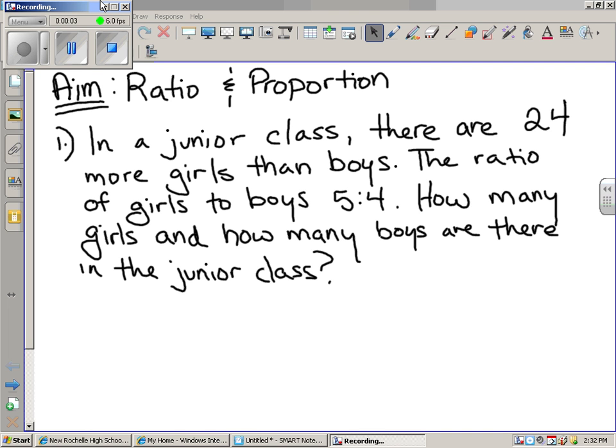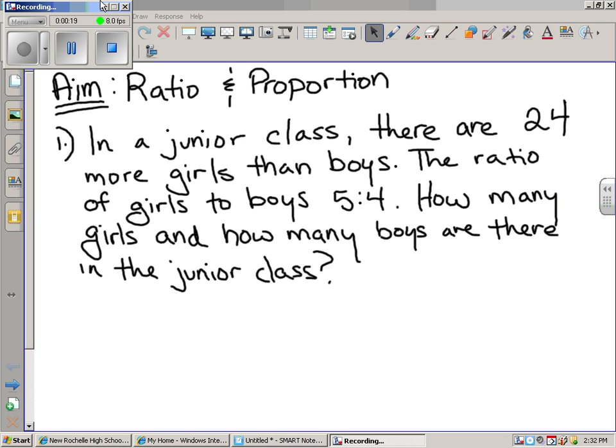Okay, so our topic of discussion for today is ratio and proportion. And our first question is a word problem. And we're going to see a few of these today. And let's read. In a junior class, there are 24 more girls than boys.